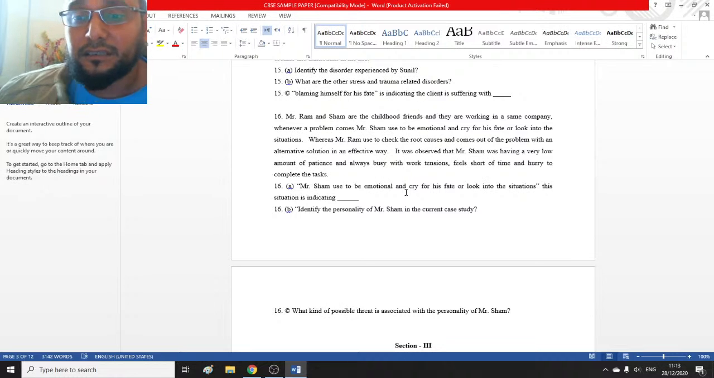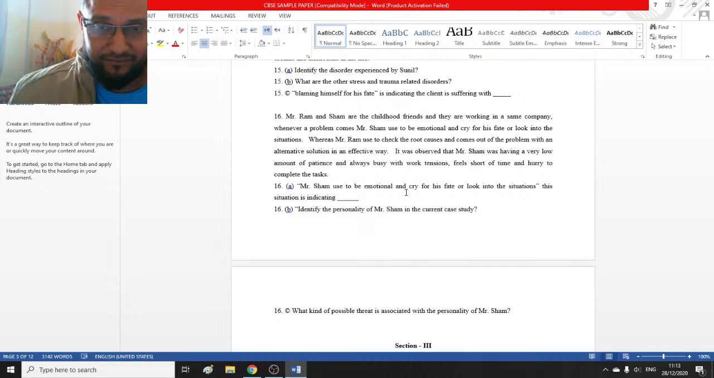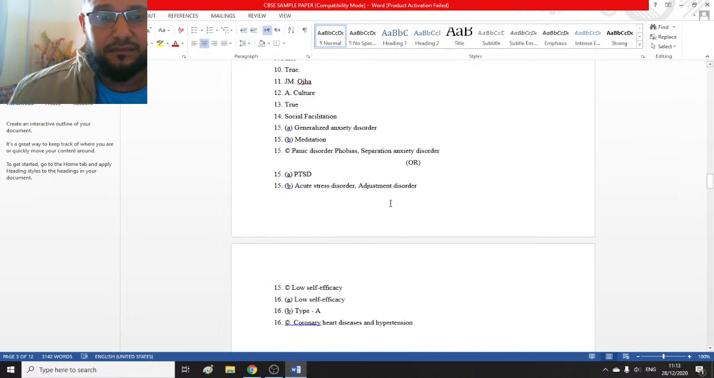It was observed that Mr. Shyam was having a very low amount of patience and always busy with work tensions, feels short of time and hurry to complete the task, you see. Mr. Shyam used to be emotional and cry for his fate, look into the situations. This situation is indicating the question number 16A you see here.